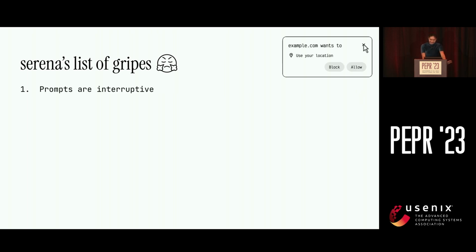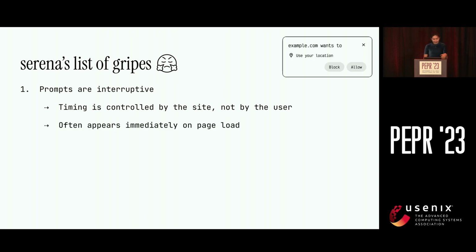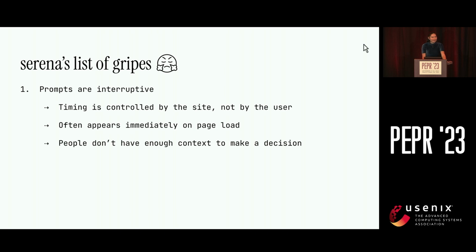First, prompts are interruptive, almost by definition. The current permission model is defined in this developer push approach, so the timing is wholly controlled by the website. And practically, that means websites will ask you immediately as soon as you land. And even if they don't ask immediately, oftentimes you don't have enough context to make a good decision. It might be unexpected. Not so great.